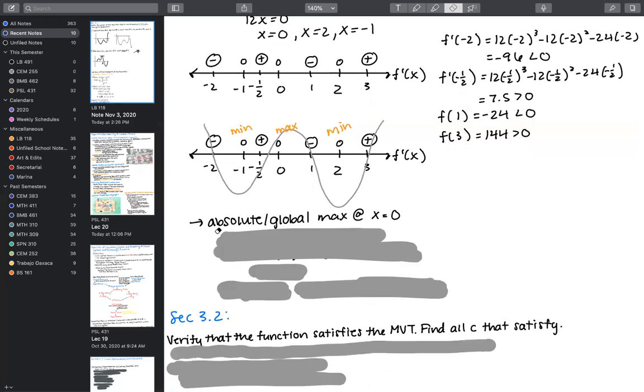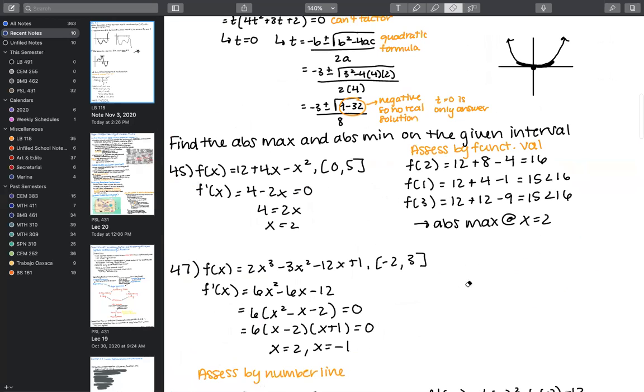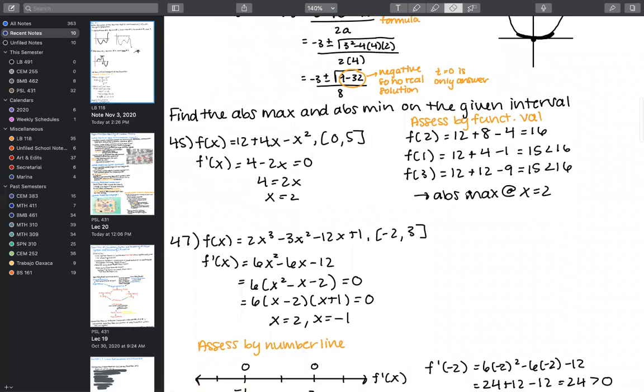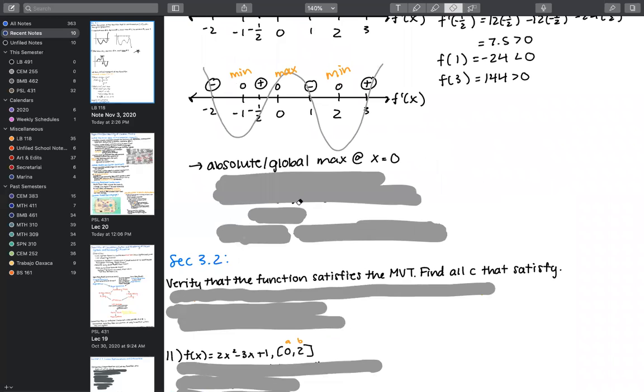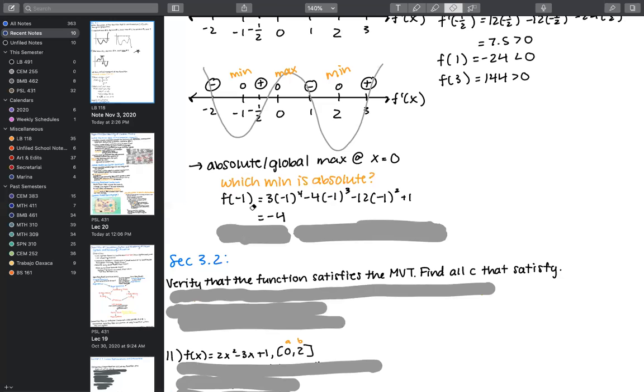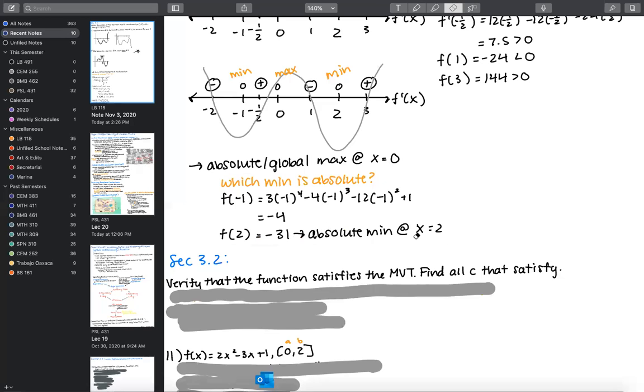So in order to do that, we're going to do what we did with this first problem here, and we're just going to assess by relative function values. Well, not exactly the same thing. We're just going to find the function value of f of -2, excuse me, and find the function value of f of -1, and we're going to find the function value of f of 2, and we're going to see which one is less. So f of -1 shakes out to be -4. F of 2 is -31. And so then our absolute minimum is at x is equal to 2.